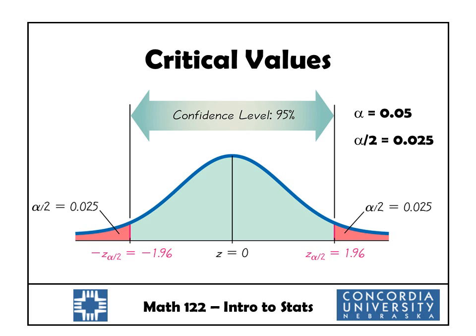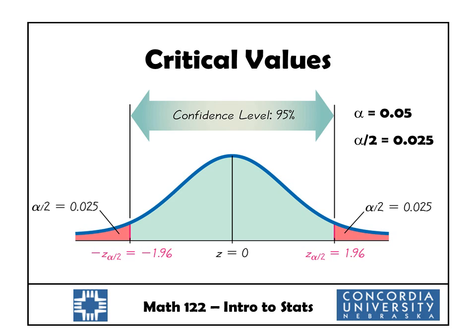Suppose we're working at a 95% confidence level. So alpha is 0.05, which means that alpha divided by 2 is 0.025. Now the critical value for 95% confidence level is 1.96. Well, if I look on my z-score table, the area to the left of negative 1.96 is 0.025. That's alpha divided by 2. So that's where the subscript alpha divided by 2 comes from.